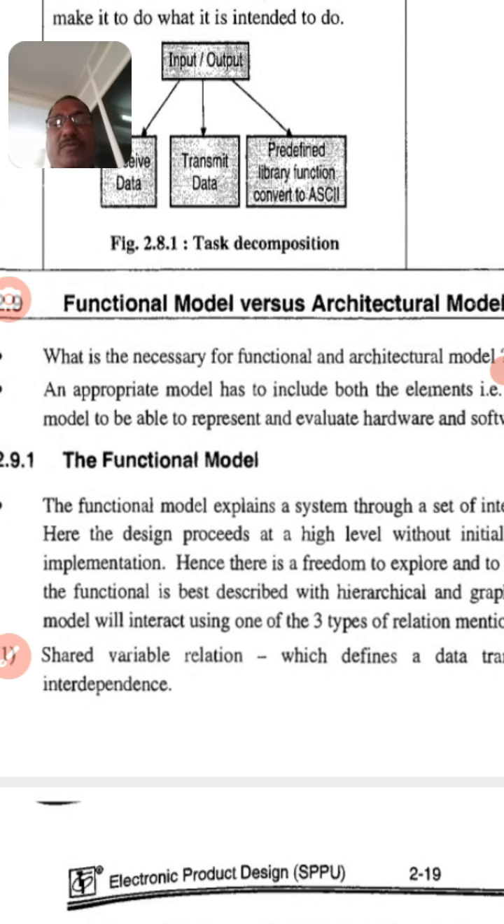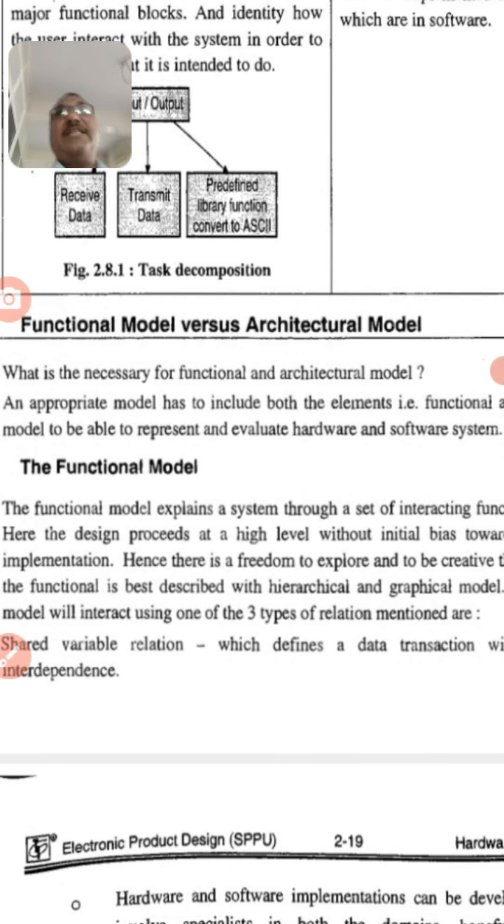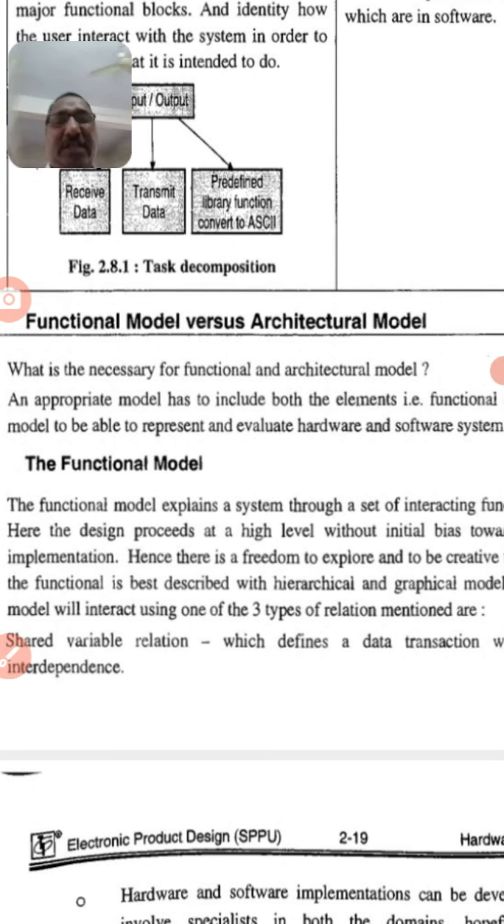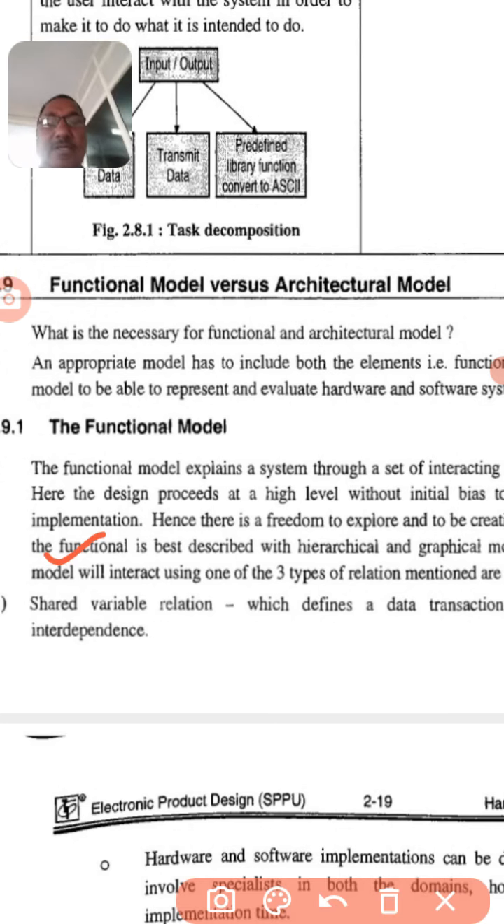As I told you, the functional model will interact with external agencies in three ways. External agencies means users, or a person who is using your product. By which ways will this functional model interact with the users? First one, shared variable relation.